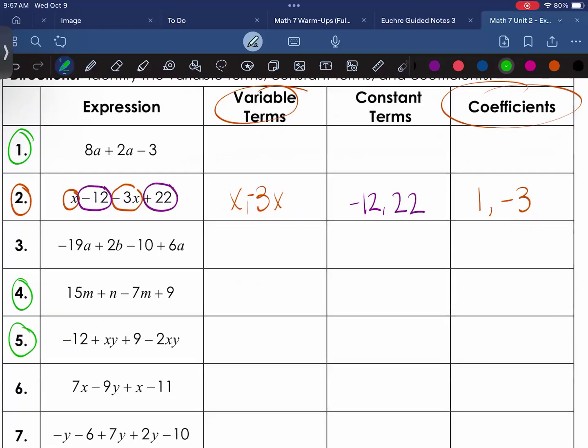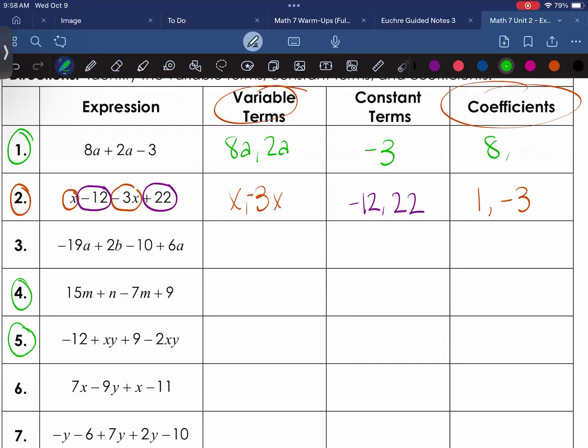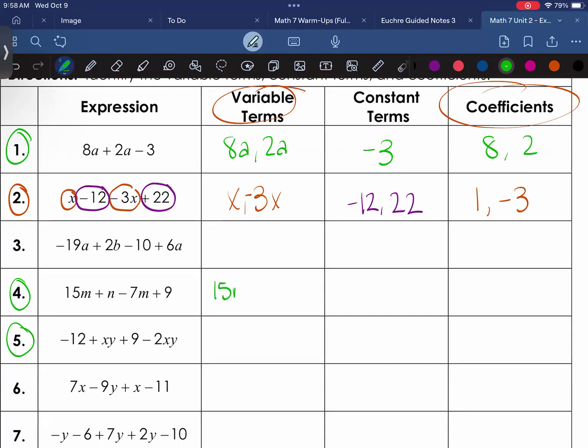All right, you should have paused the video. So for the first one, the variable terms you should have gotten 8a, 2a. The constant term would be -3. Coefficients would be 8 and 2. Number 4, you should have gotten 15m, n, and negative 7m. Constant was just 9. Coefficients were 15, 1, and negative 7.